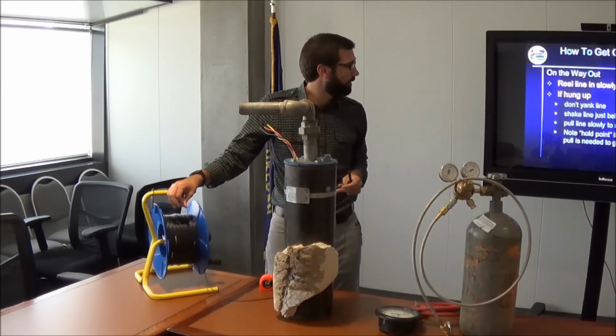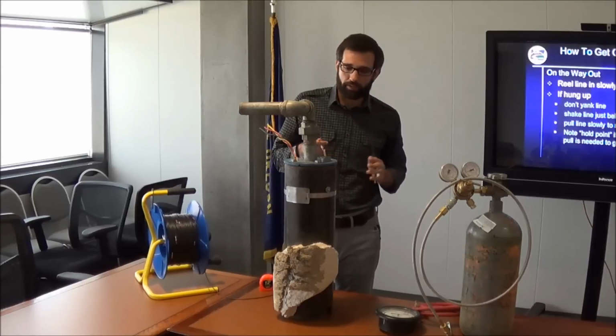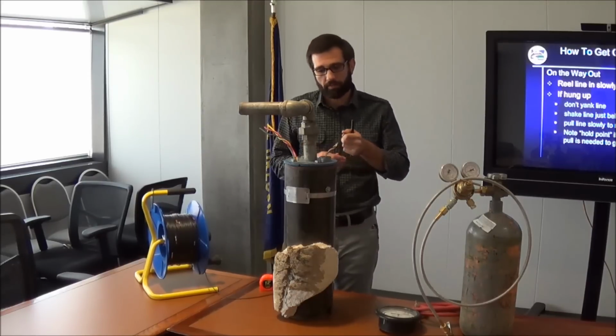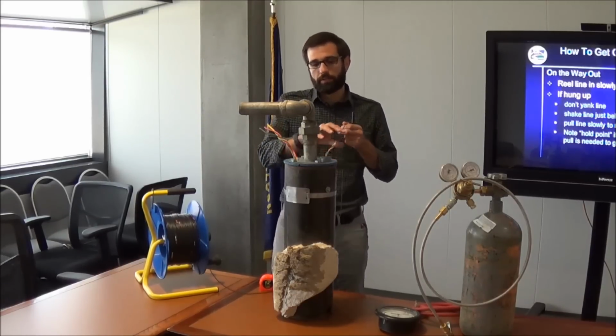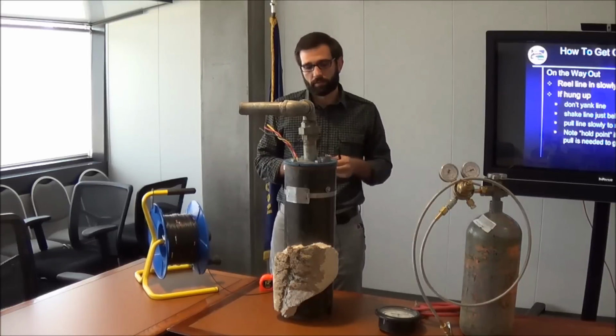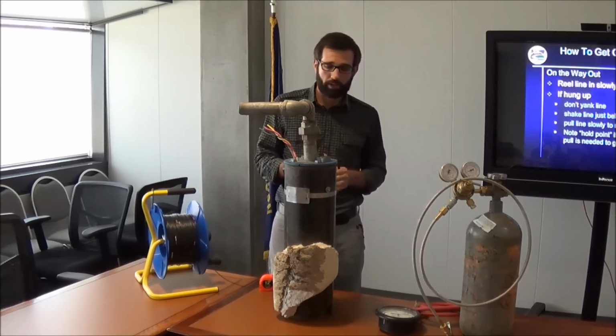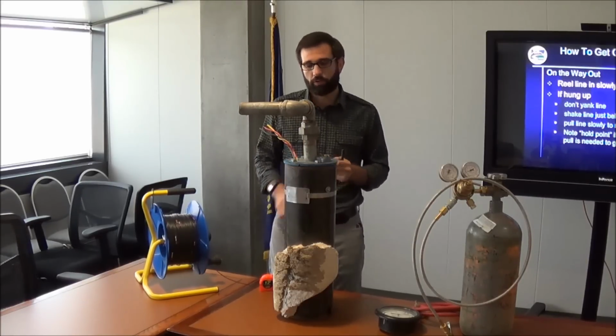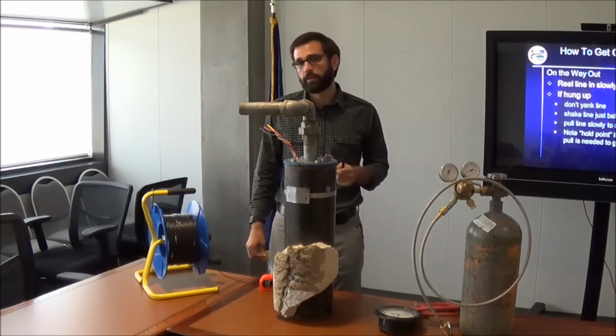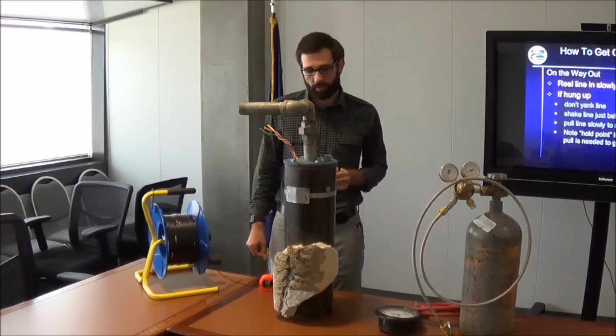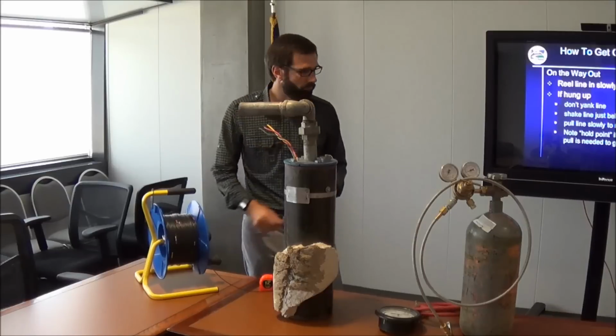Shake it, see if you can end up getting by. If you can't, and you need to pull off the weights, just pull up slowly until you feel the weights come off, and then you can pull out. At least you'll still have your line. And then you just want to note where your hold point was. If you end up having to break line, just note where you had to break it off.